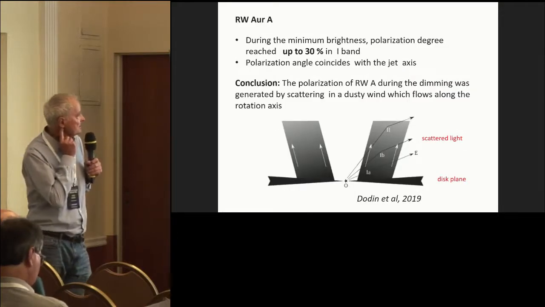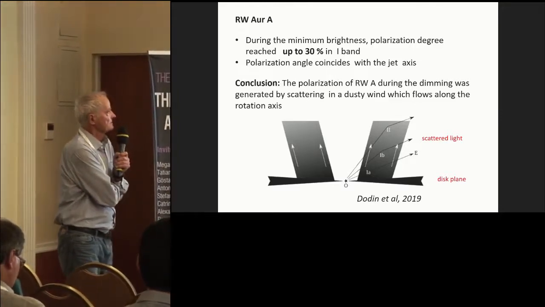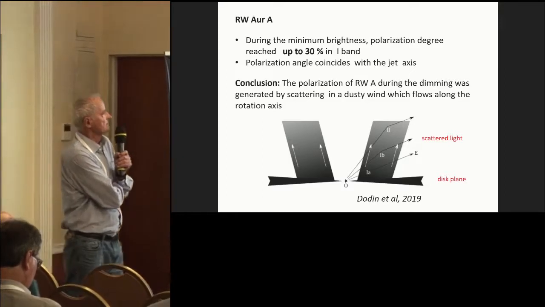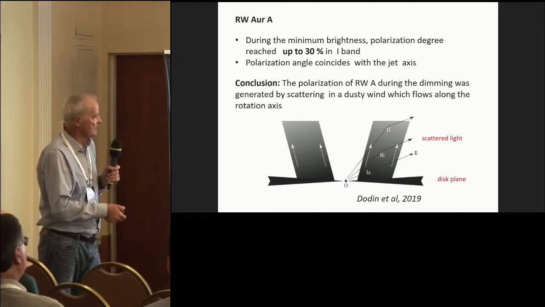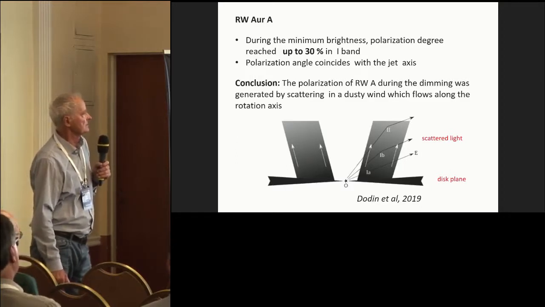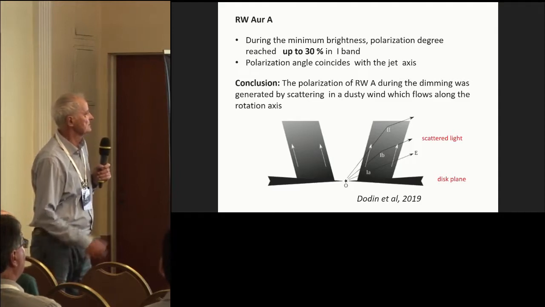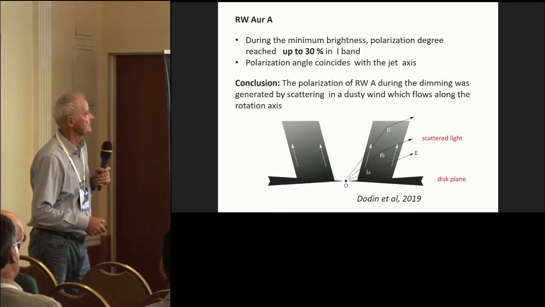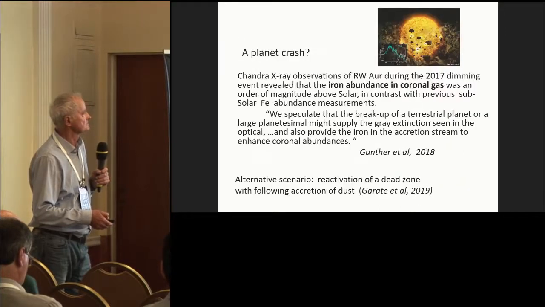Another important result is a high level of polarization during the minimum brightness. The polarization degree in I band reached up to 30%. And the conclusion made by Dodin and his group is that the polarization of RW Aur during the dimming was generated by scattering in a dusty wind which flows along the rotational axis, because the polarization angle coincides with the jet axis. Maybe it tells us something about the mechanism of these dimmings.